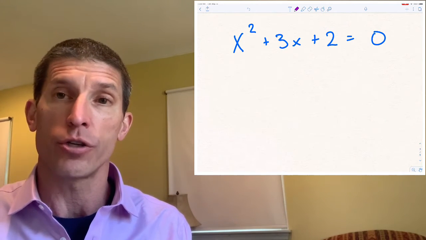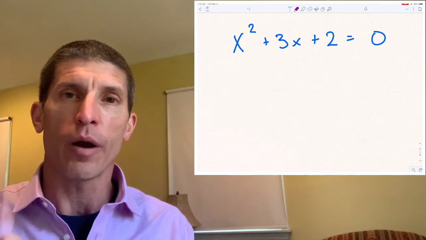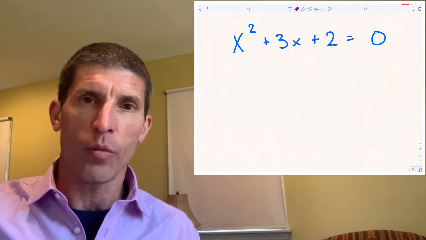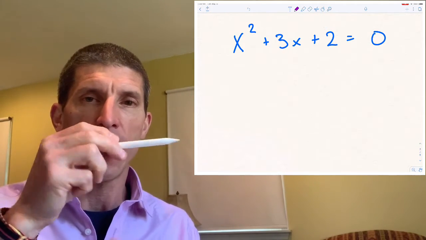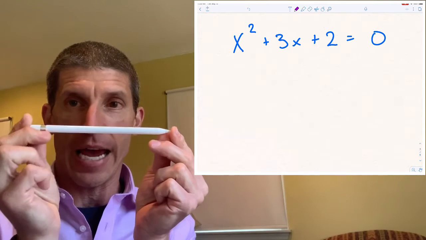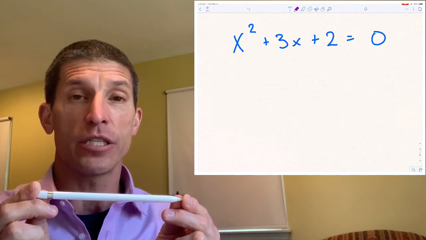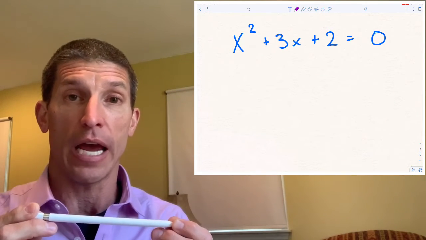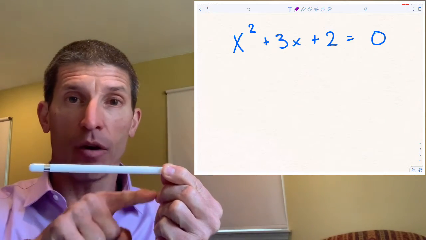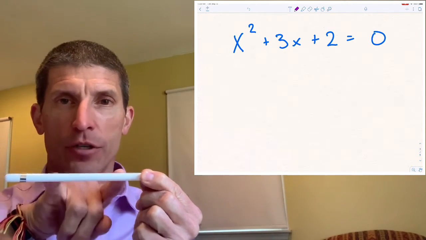It could have one solution or it could have 2, just like our graph. You might recall that when we graph parabolas, however often the parabola touches the x-axis is how many answers it's going to have. So if the parabola comes down below the x-axis and back up, it's going to have 2 answers.